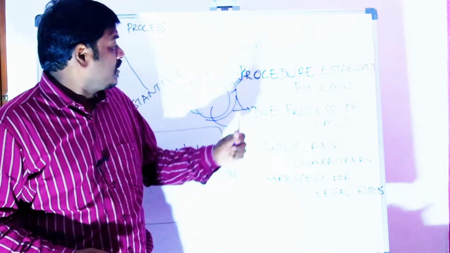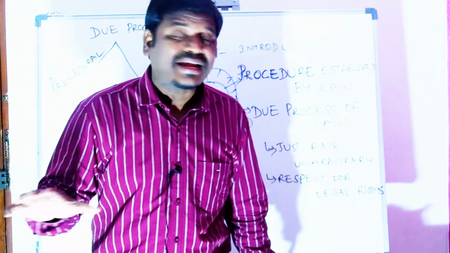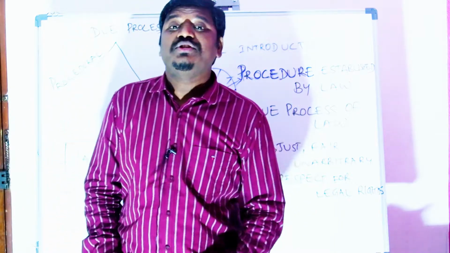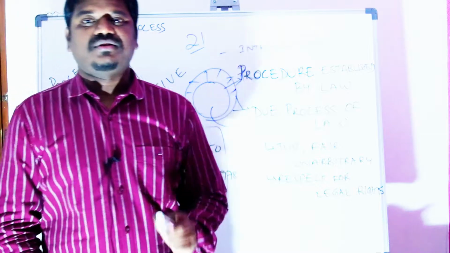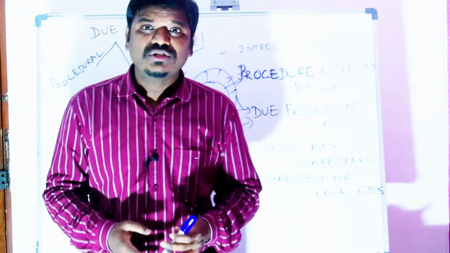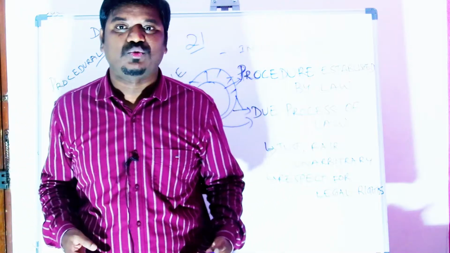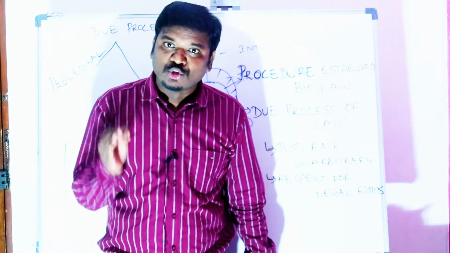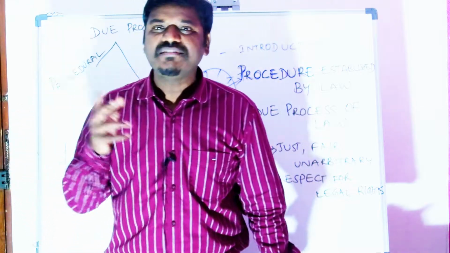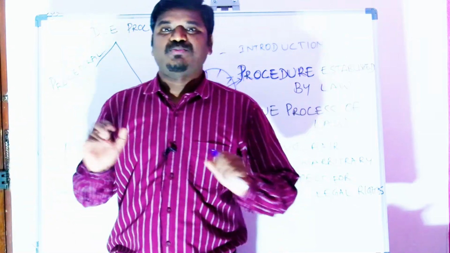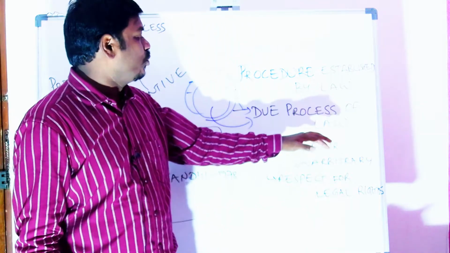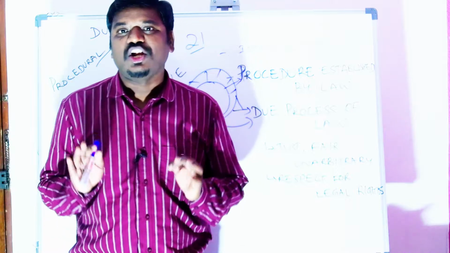And this also includes the respect for legal rights. There are established legal rights within the country or within the system. There are fundamental rights. There are certain very important rules for the existence, for the survival of the individual. All those rules legally provided to the citizens, to the individuals, have to be respected. That is another area which is included in the due process of law.